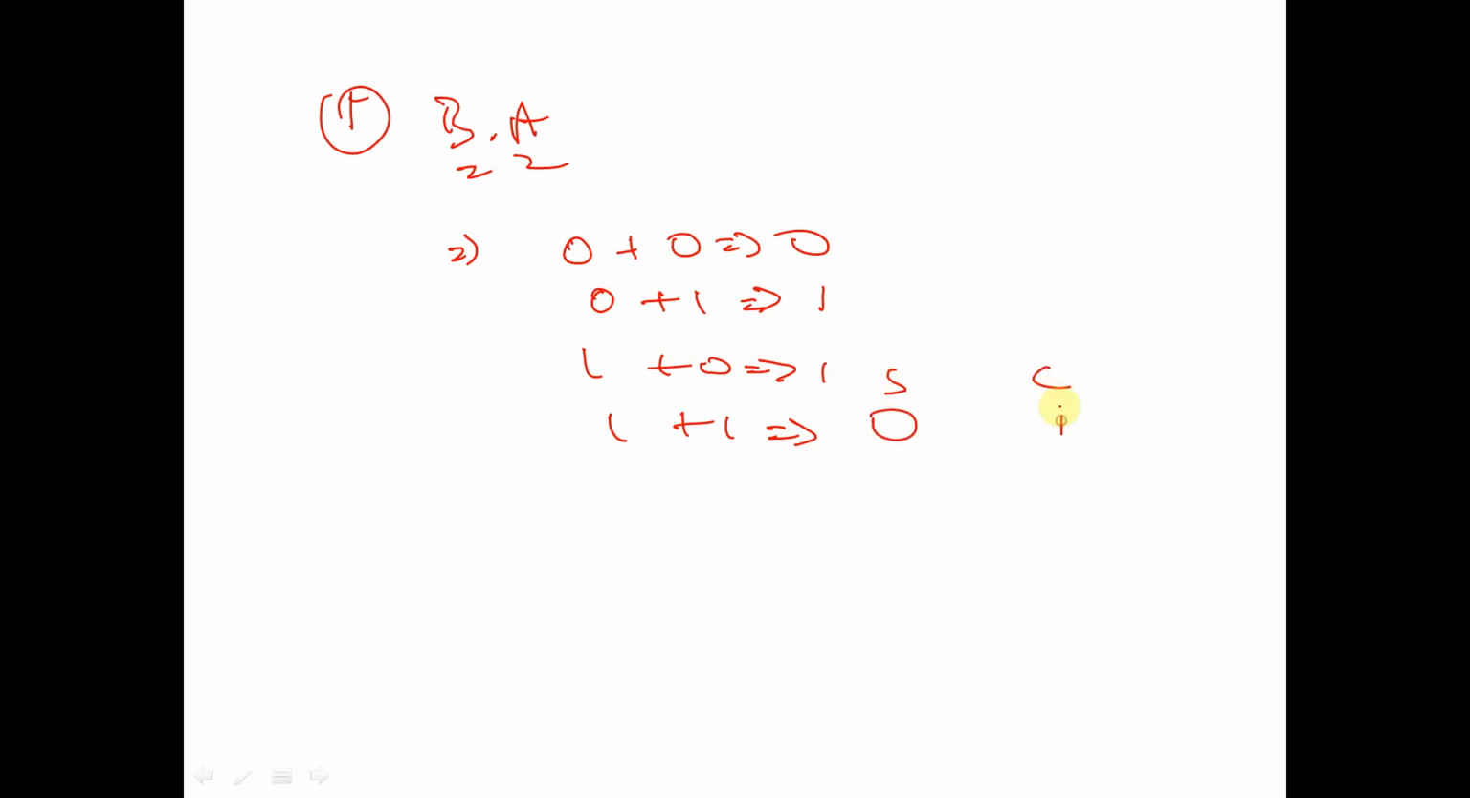So the rules for this binary addition are, we know 0 plus 0 will be equal to 0, 0 plus 1 will be equal to 1, 1 plus 0 will be equal to 1, and 1 plus 1, the sum will be equal to 0 and carry we will get 1, and 1 plus 1 plus 1, the sum will be equal to 1 and the carry will be equal to 1. So these are the rules for our binary addition.